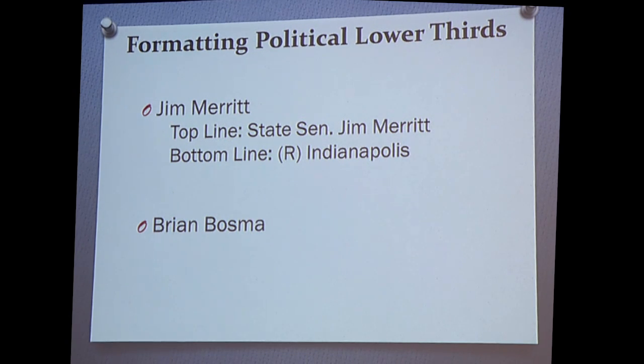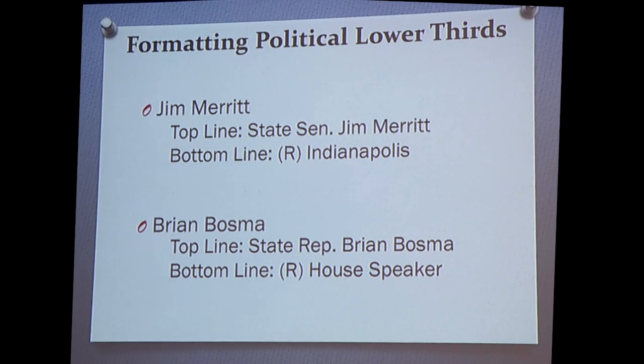Brian Bosma, as well on the state level, he's a representative, but more specifically, he's the Speaker of the House. So State Representative Brian Bosma, just like State Senator Jim Merritt, do similar on the top, just Senator versus Representative. And then the bottom line, again, Republican, House Speaker. He does have an earned title within the legislature. There are several different titles. There's Minority Whip, Majority Whip.